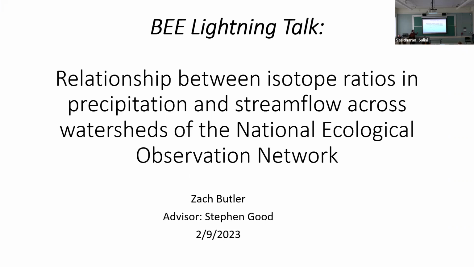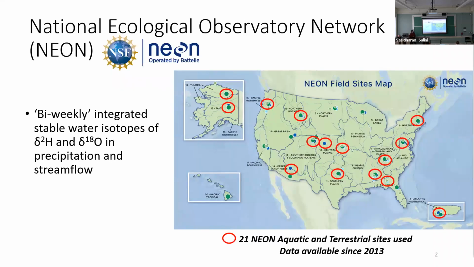My title has been changing. This is the latest title: The relationship between isotope ratios and precipitation and stream flow across watersheds of the National Ecological Observation Network. So this is NEON, the NEON network. It spans all across North America. We are using the 21 red circle stations there.